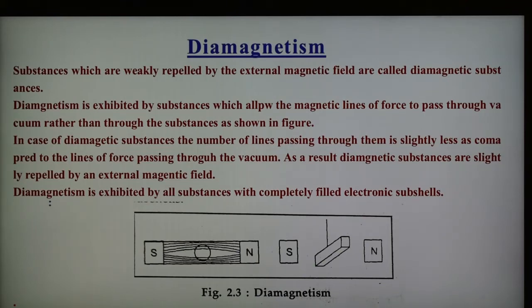There is no attraction, rather a repulsion with the applied field, and therefore they show repulsion. Here the magnetic lines of force pass through the vacuum in large number, and very few through the substance. So this is the second important magnetic property, that is, diamagnetic behavior.